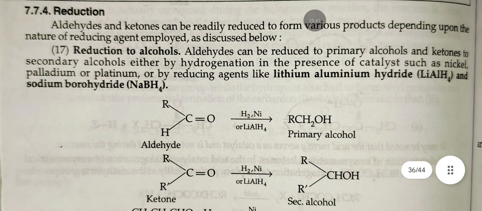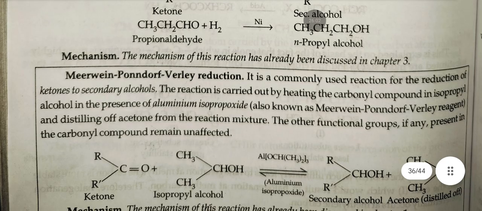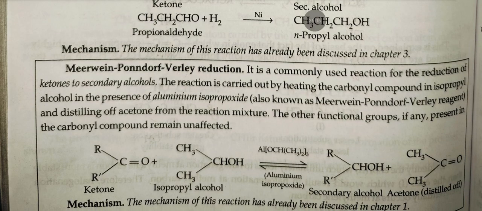Reduction. Aldehydes and ketones can be reduced to form various products depending upon the reducing agent, first reduction to alcohols. Aldehydes can be reduced to primary alcohols and ketones to secondary alcohols either by hydrogenation in the presence of catalysts such as nickel, palladium, platinum, or by reducing agents like lithium aluminum hydride, which is LiAlH4, and sodium borohydride, which is NaBH4. Next: Clemmensen reduction.